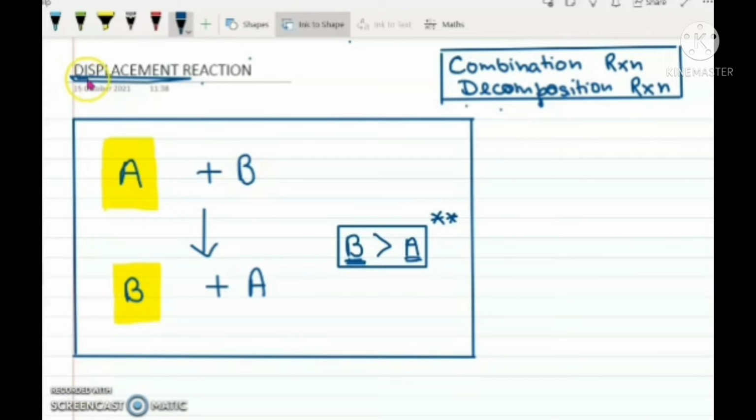Let's study about the displacement reaction in today's video. We have already covered the combination reaction and the decomposition reaction. The link for the video will be shared with you all in the description box.